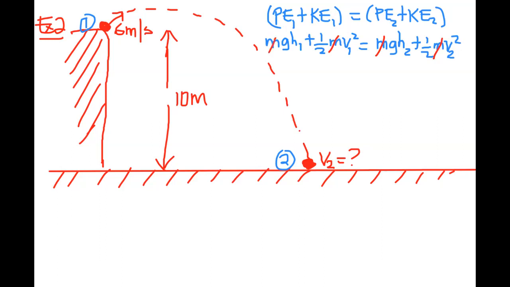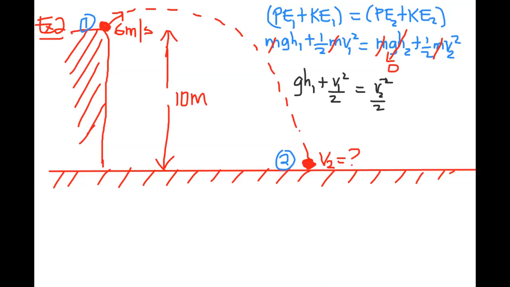And we can also understand that at position 2, the height is 0. Actually, the whole potential energy term goes to 0 because there's no height at that point, since our reference line starts from there. Therefore, h2 is 0. So what we are remaining with is the following: gh1 plus v1 squared over 2 equals v2 squared over 2.